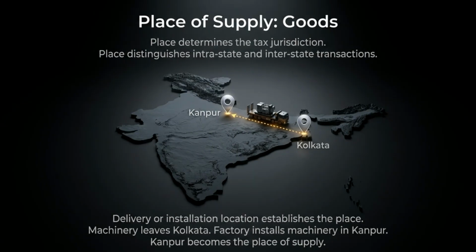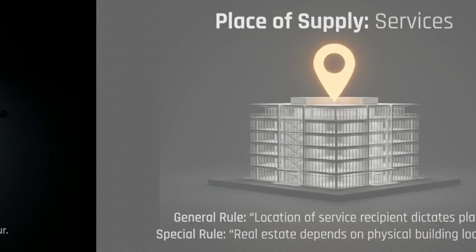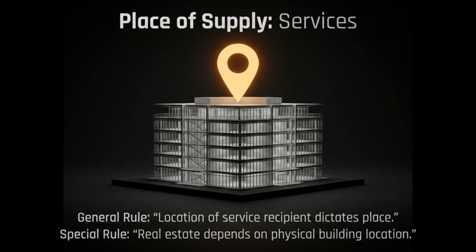For goods, the place of supply is determined by the location where the delivery or installation occurs, which helps distinguish between intrastate and interstate transactions. For services, the general rule is that the recipient's location dictates the place of supply. However, special rules apply for real estate, where the building's physical location is the deciding factor.